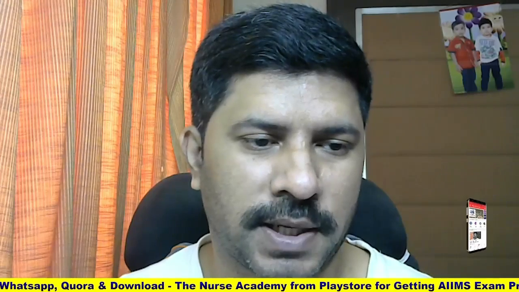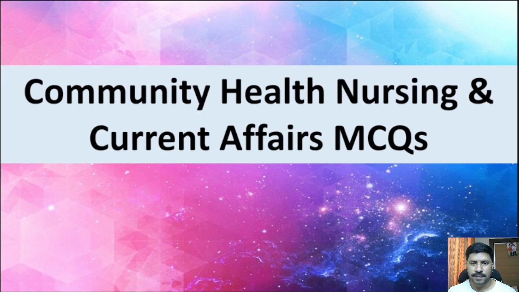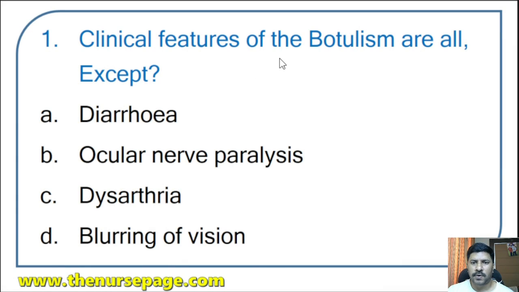So we will go to our topic: community health nursing and current affairs multiple choice questions and answers. First question: clinical features of botulism are all except diarrhea, ocular nerve paralysis, dysarthria, blurring of vision.